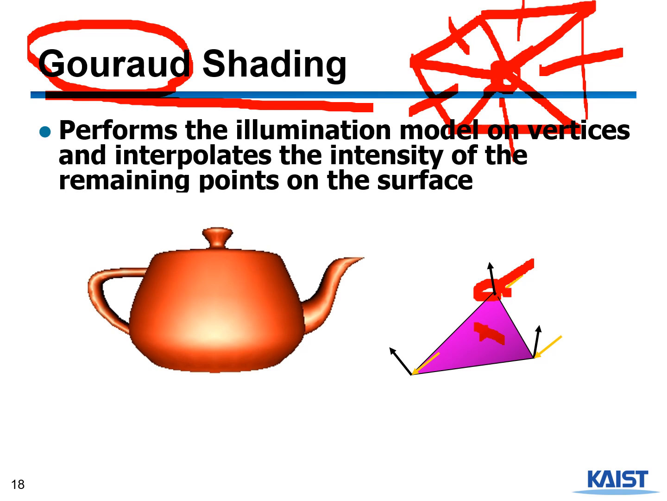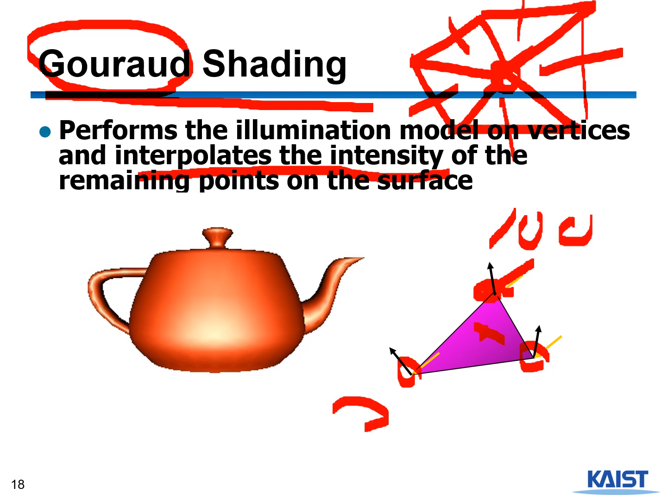We can compute the color over there, and another color here, right? And then we interpolate those intensities for the remaining points on the surface. For example, if we got an illumination level of 100 at one vertex, and 200 and 220 at the others, then we can interpolate across this edge, and also across this triangle. So once we compute the color intensity at each vertex and interpolate it across the triangle, that's the Gouraud shading.